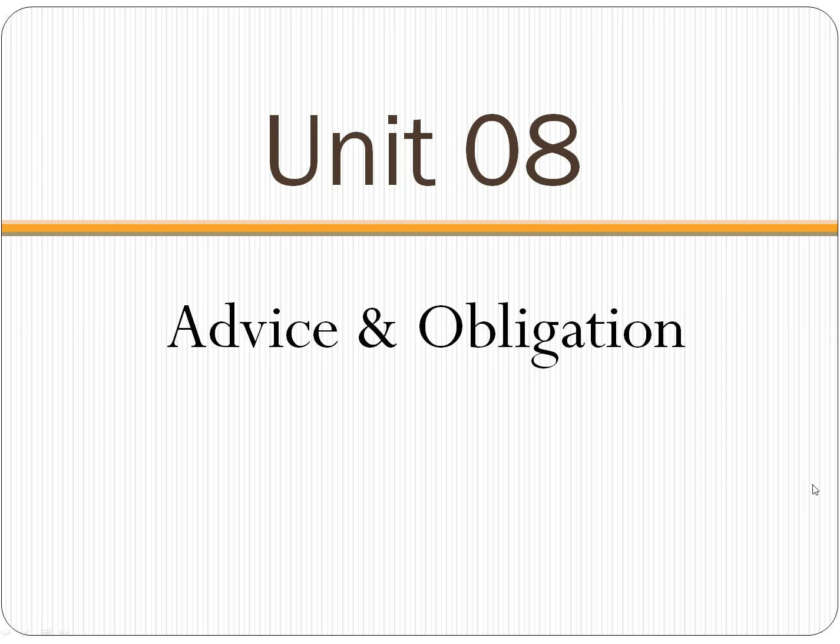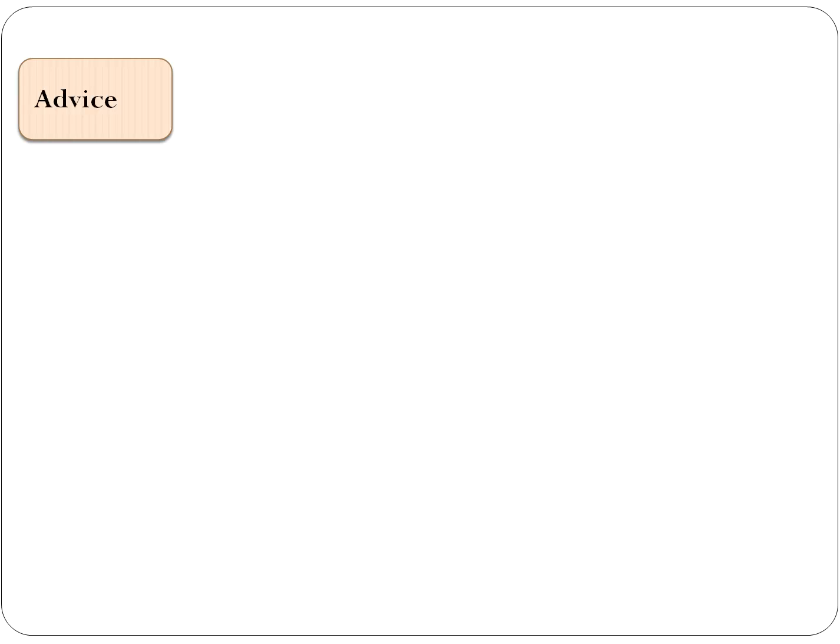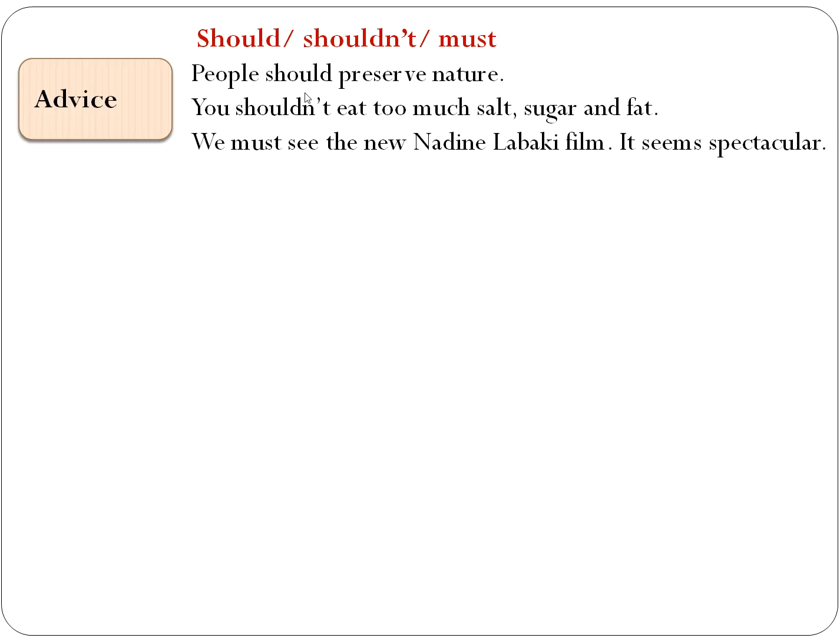Okay, so quickly reviewing unit number 8, advice and obligation. We said that for advice we use should, shouldn't, must. Examples: people should preserve nature, right? You shouldn't eat too much salt, sugar and fat. Okay, advice. We must see the new Nadine Labaki film. It seems spectacular. We must see. This is not an obligation here, but just a strong advice or a strong suggestion.